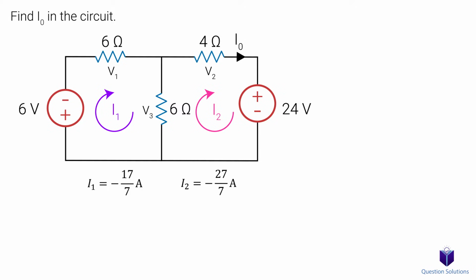The question wants us to find I0, and notice that the arrow for I0 is given to us pointing to the right, so the same direction as our mesh current. That means I0 is also equal to I2, so negative 27/7, not positive. If we had our mesh currents to be counterclockwise, we would get positive values, but I0 would still be negative since the arrow for I0 is given to us pointing to the right.